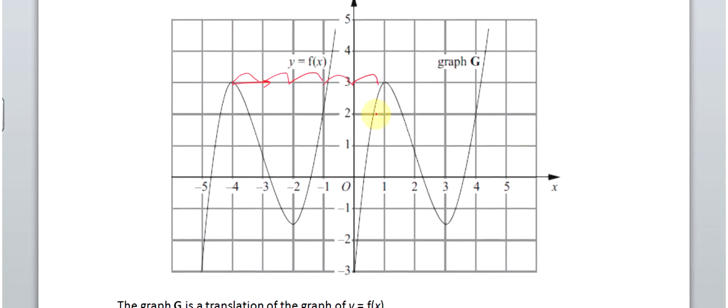And there's basically several simple rules for this. If it's a translate, then it's a plus or a minus. And if it's a stretch, which this one isn't, then it's a multiply, or of course it could be a divide.